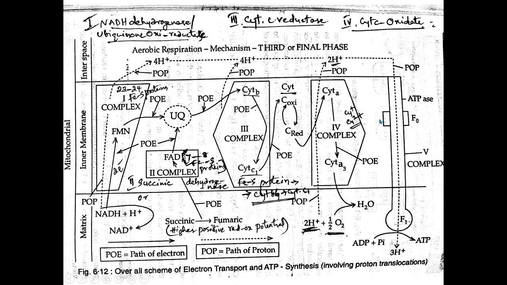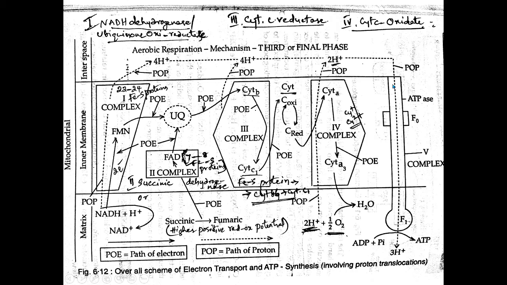Through this membrane they won't enter, because it is permeable to only water molecules, and no other ions can pass through this inner membrane. So from where does it have to pump? Here you can see this is the ATP synthase or fifth complex. ATP synthase, or F0 F1 particle, we call it the F0 F1 particle.